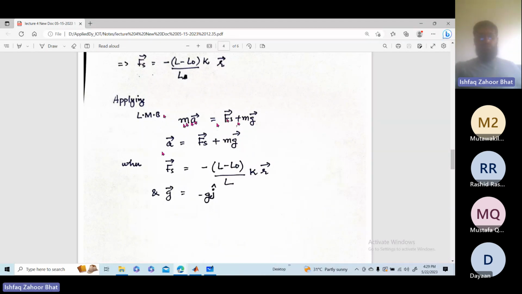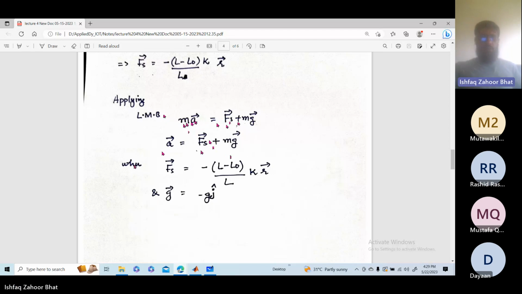So the only two forces acting on the mass are the spring force and the gravitational force. So mass times acceleration is Fs plus mg, where we have seen that this acceleration is equal to Fs plus mg upon m. So you have to write here divided by m. There is a mistake here. So A is equal to Fs plus mg upon m.